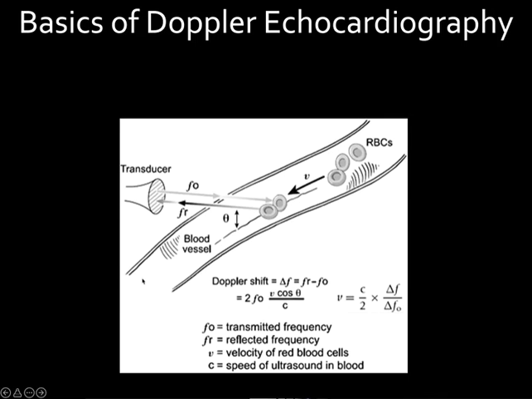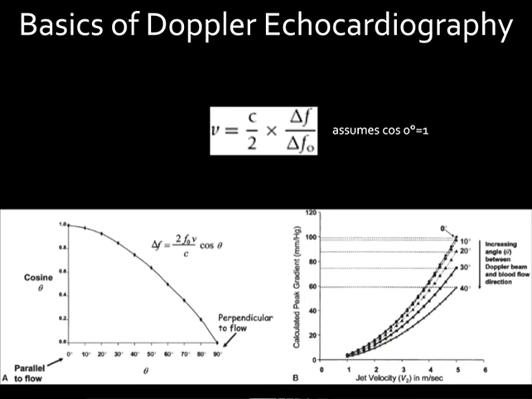It is dependent on the velocity of red blood cells and the speed of the ultrasound in blood, which is a constant. And of course, it's the difference between the transmitted frequency and the reflected frequency. Now, this assumes that you are completely parallel to flow. So the problem arises if your ultrasound transducer, the angle that you're at, is not parallel to flow.